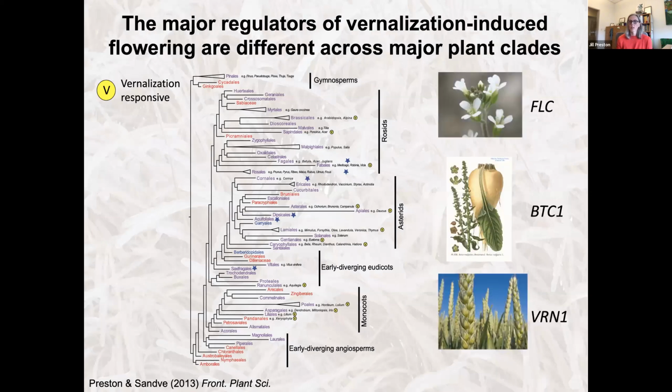Now, supporting these independent origins, evidence also shows that different genes have been recruited to vernalization responsive flowering, at least in the three major groups: rosids, asterids, and monocotyledons. So, for example, in Arabidopsis thaliana, which is a rosid, one of the major regulators is FLOWERING LOCUS C, or FLC. In sugar beets, it's BTC1, and then in grasses, like wheat and barley, it's VRN1.